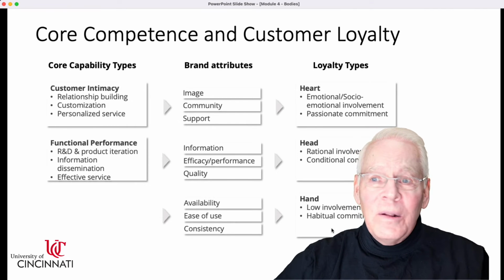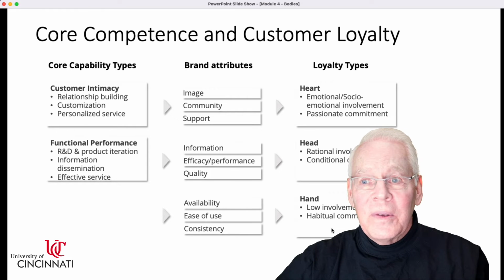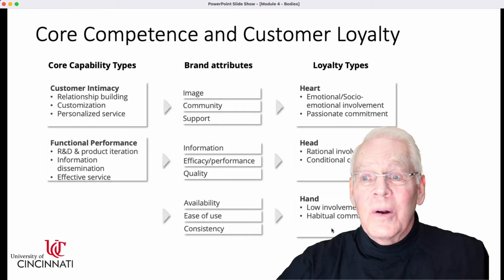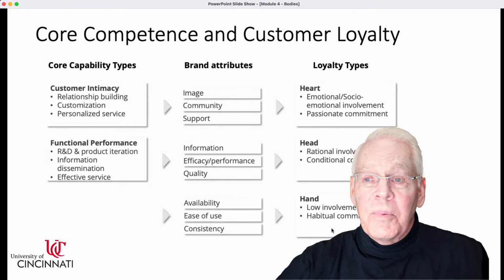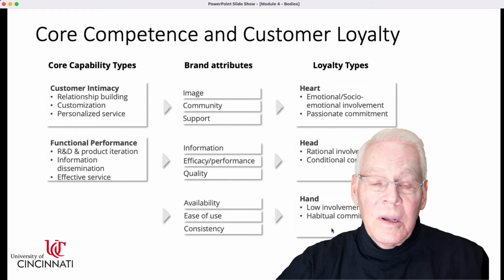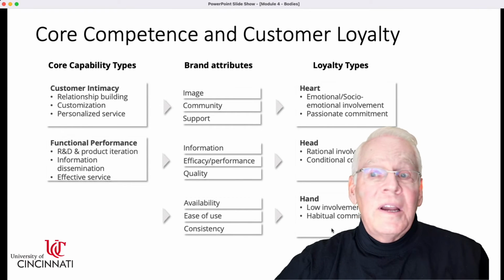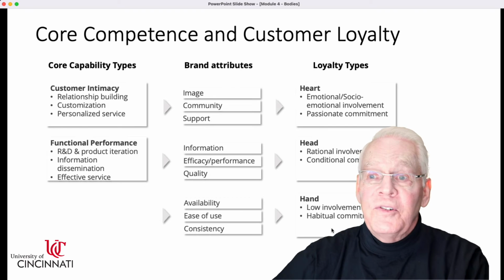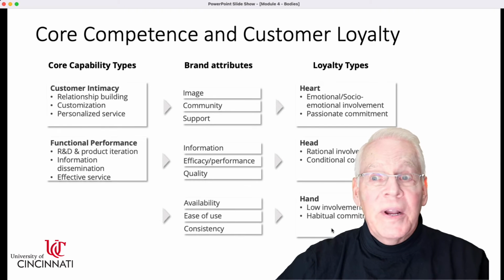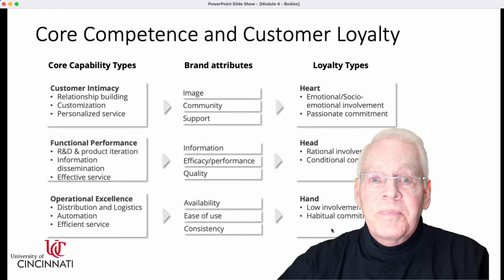Whereas head loyal, it's all about functional performance. The thing's got to work, and it's got to work well, and it's got to be effective in every aspect of its usage. They don't want a product if something else better comes along. And we all have products that we're head loyal to. Look at insurance, for example. If you have an insurance company and another one comes along that gives the same insurance for a better price, if you're head loyal, you're going to switch.